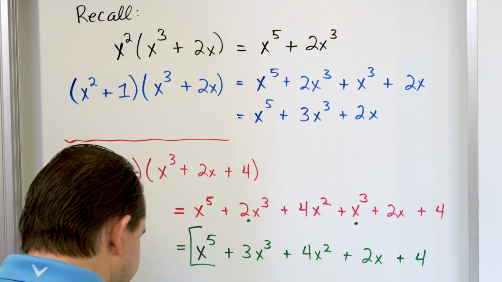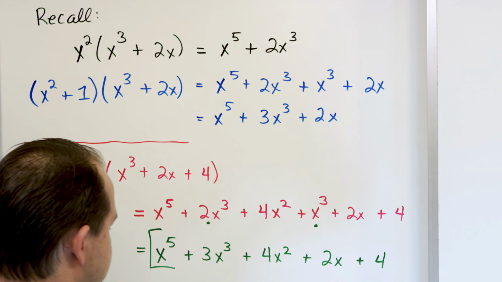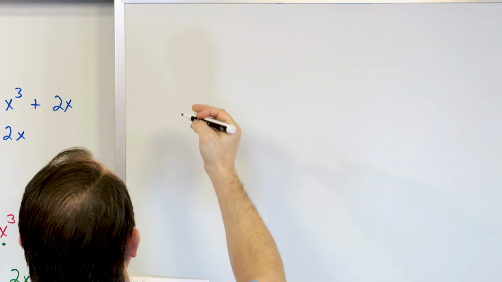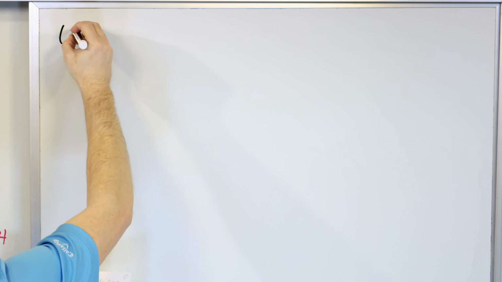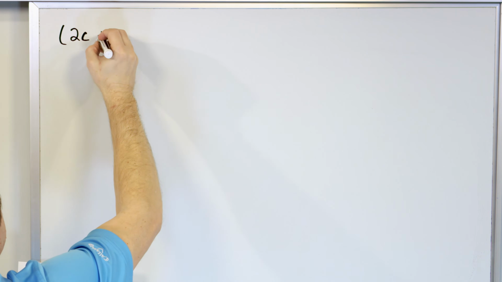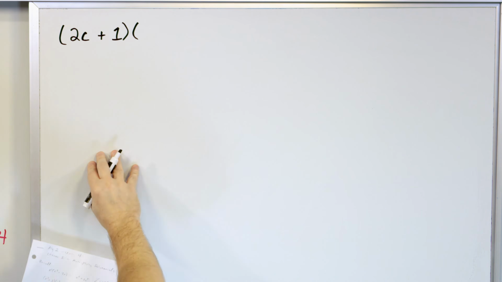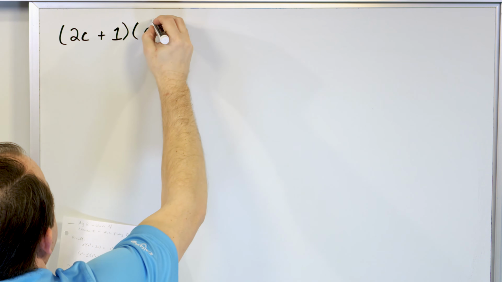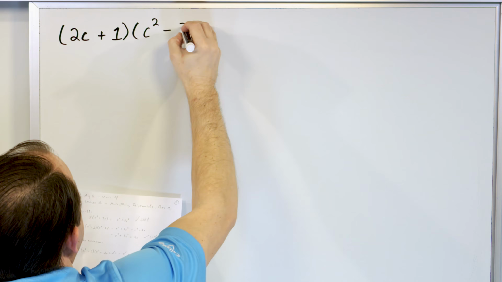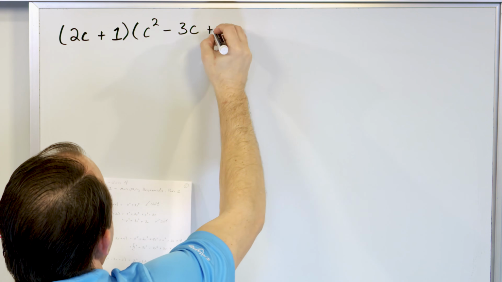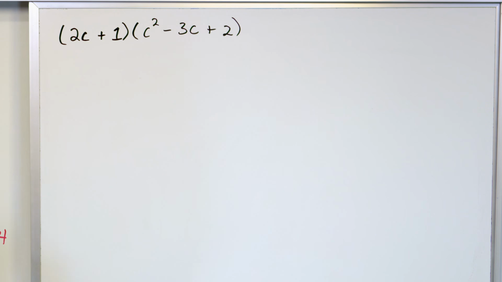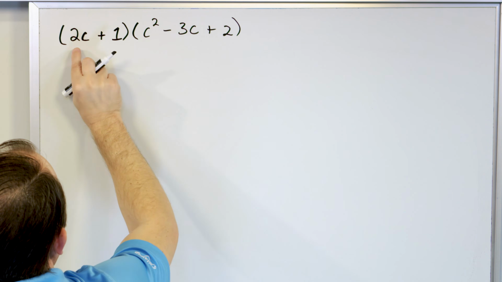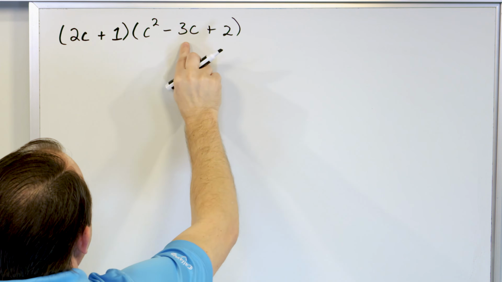So let's go to the next example just to kind of get a little more practice. What if we had the example 2 times c plus 1, and I'm multiplying that binomial times c squared minus 3 times c plus 2. All right, so again, I pretend the 1 is not there, and I distribute this into each term separately.